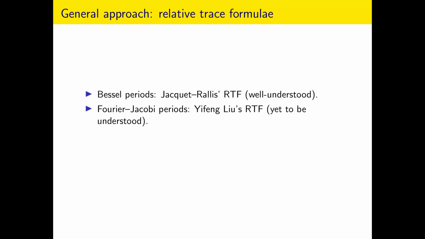So for the Bessel period, there's a pretty well understood relative trace formula, and that's the trace formula of Jacquet and Rallis, and the progresses that I listed before are all about this trace formula. And now this one is essentially well understood. Most of the things that we want to know are known here.